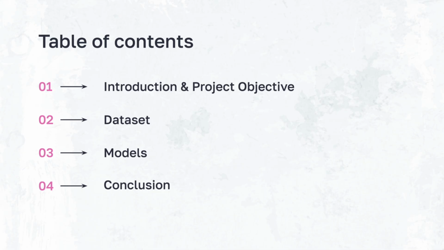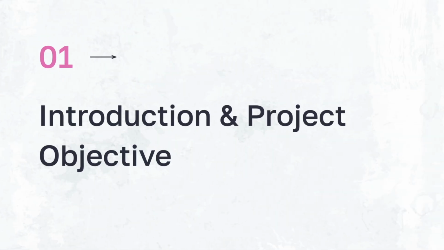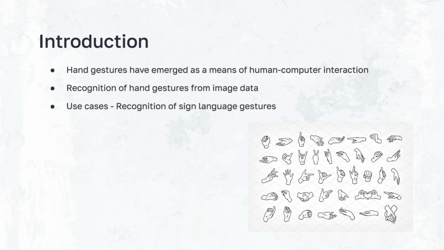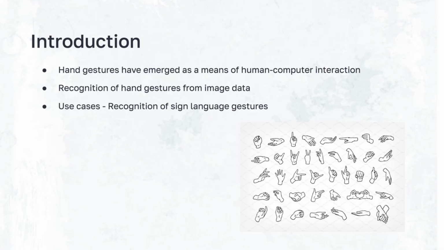the presentation. Starting off with the introduction, in recent years, hand gestures have emerged as a novel and natural way of interacting with computers. Algorithms to recognize hand gestures from image data have made such interaction possible. One of the many use cases of such algorithms is in the recognition of sign language gestures.